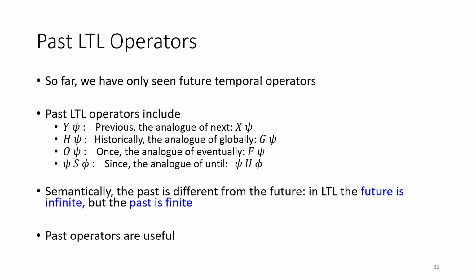So this is the analog by mirroring it in the time axis. Eventually means that sometime in the future the event psi happens, and once means that sometime in the past there definitely was this psi true. Similarly, globally means everything in the future direction must satisfy psi, and historically means everything in the past direction must satisfy psi. Of course, there's a difference: the future usually is infinite and the past can only be finite, because the system started at some point.